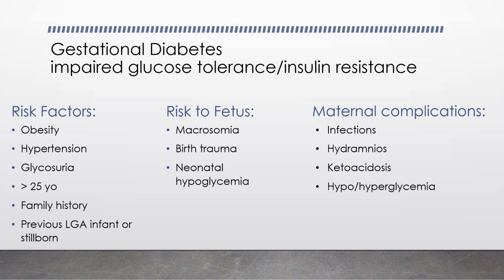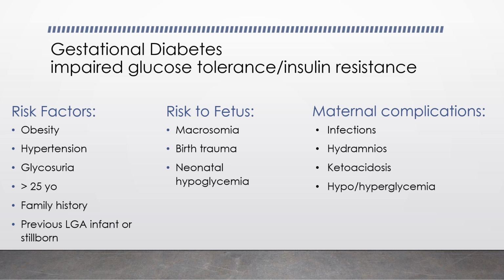So you can read through the risk factors on the left-hand side of the slide, just like type 2 diabetes in adults: obesity, hypertension, family history. They're all risk factors.